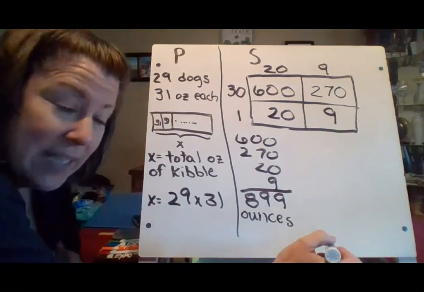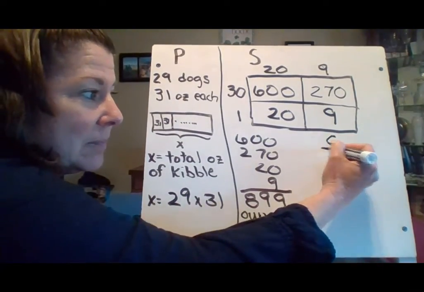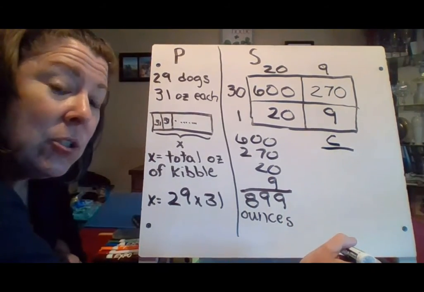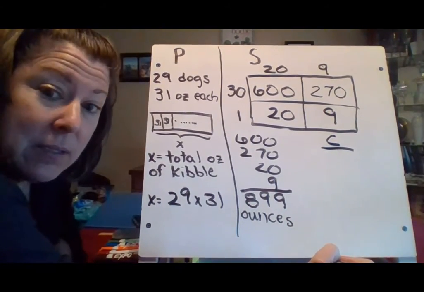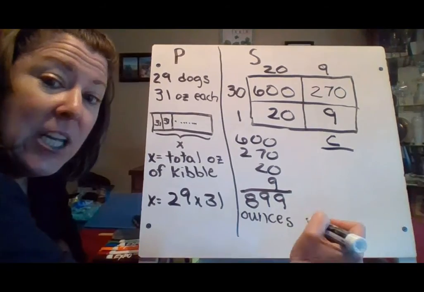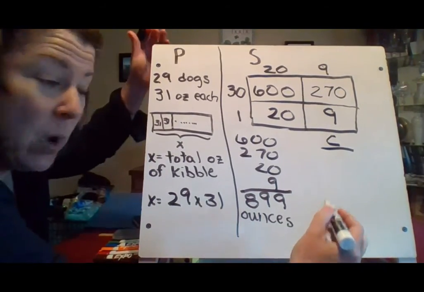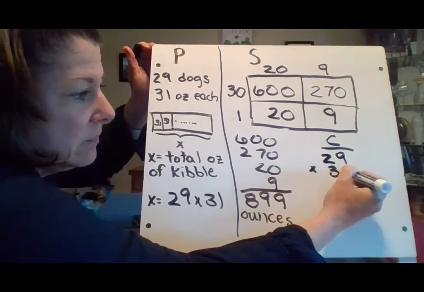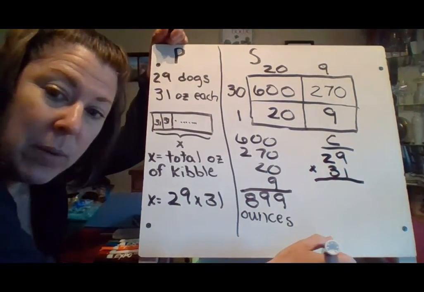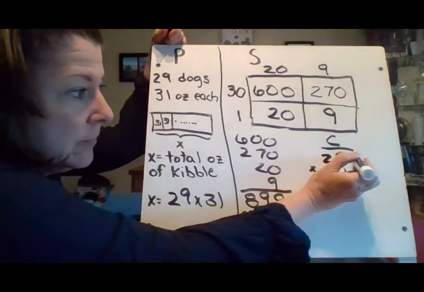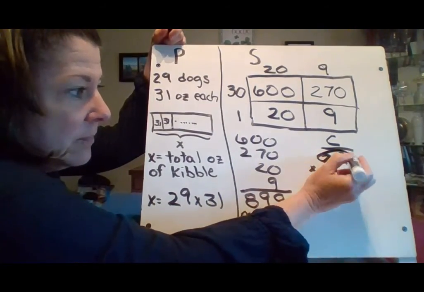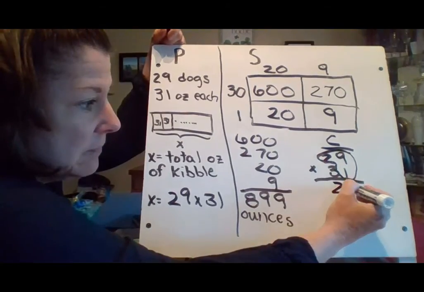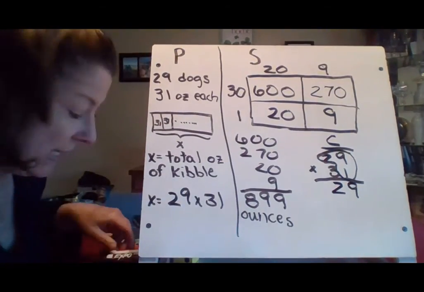Now for my check, for my check, I'm going to use the standard algorithm to multiply, and I'm going to multiply 29 times 31. And remember, with the standard algorithm, first I multiply 29 times 1, which is 29.